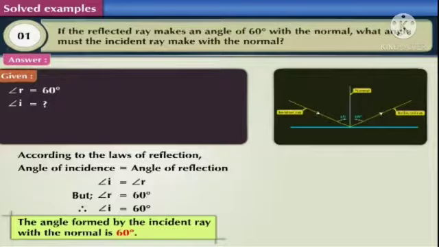Now according to the law of reflection, angle of incidence is equal to angle of reflection, that is angle I is equal to angle R. But angle R is 60 degree, therefore angle I is also 60 degree. So therefore we can say that the angle formed by the incident ray with the normal is 60 degree.